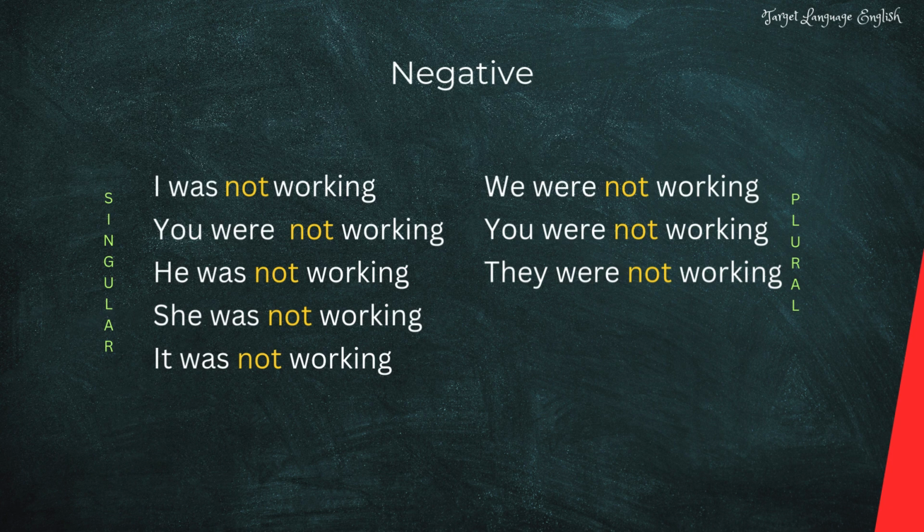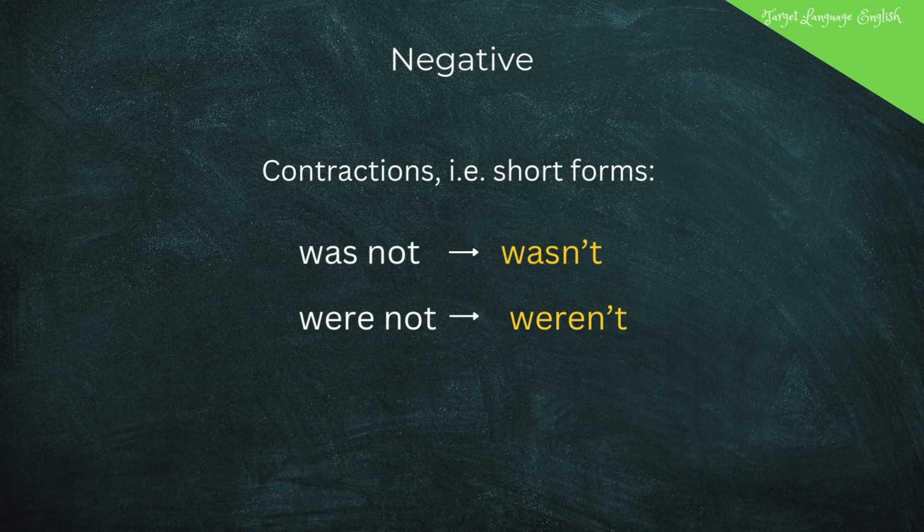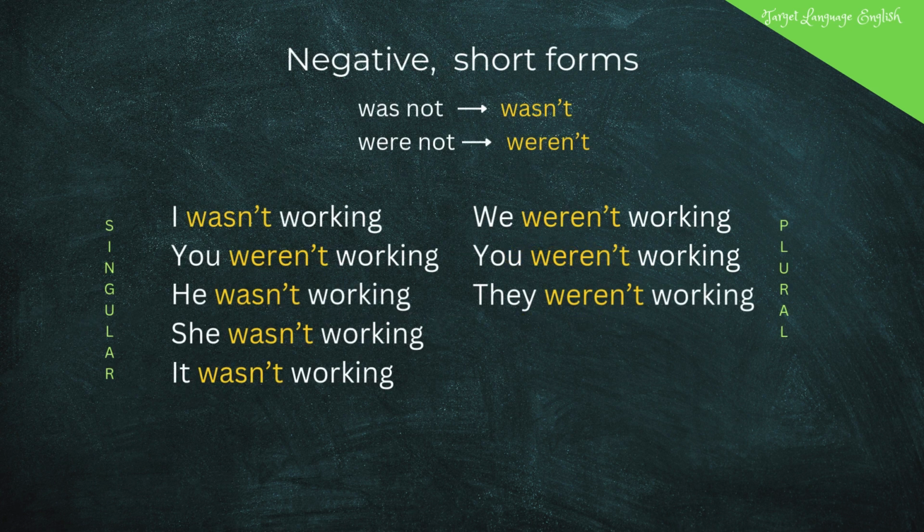Plural, we were not working. You were not working. They were not working. We can contract the verb to be and the word not. Was not becomes wasn't, and were not becomes weren't. Singular, I wasn't working. You weren't working. He wasn't working. She wasn't working. It wasn't working. Plural, we weren't working. You weren't working. They weren't working.